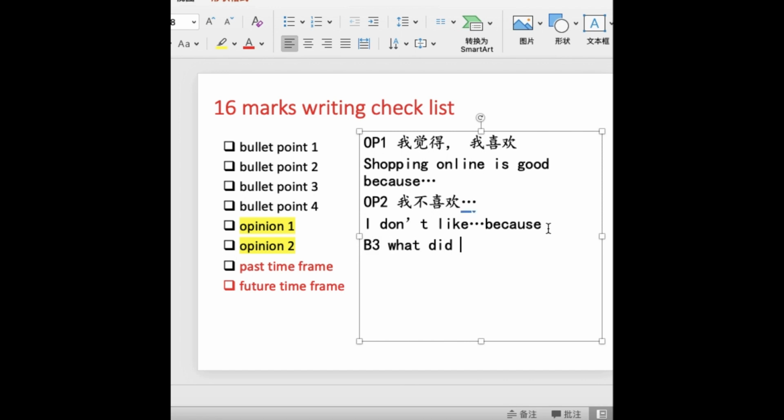For example, this writing, what did you buy online? So obviously, bullet point 3, what did you buy? That's past time frame. So you could write, I bought something last weekend. And then bullet point 4 is your plan for next shopping, which is also very obvious that you need to write future time frame for the bullet point 4. So, for example, next Saturday, I will go shopping online. Or next week, I will buy a skirt.